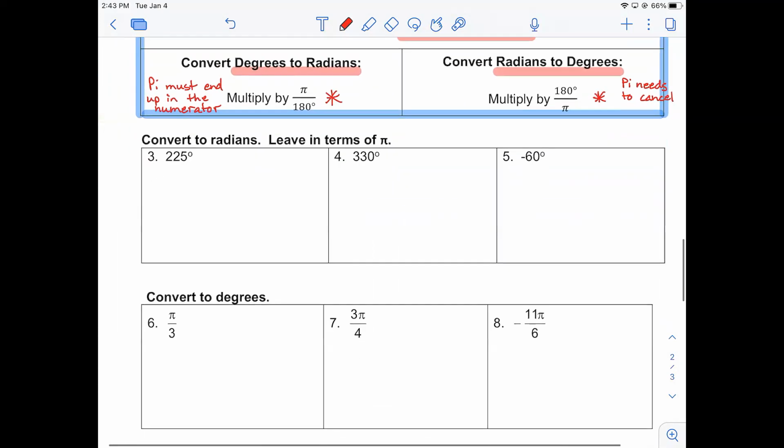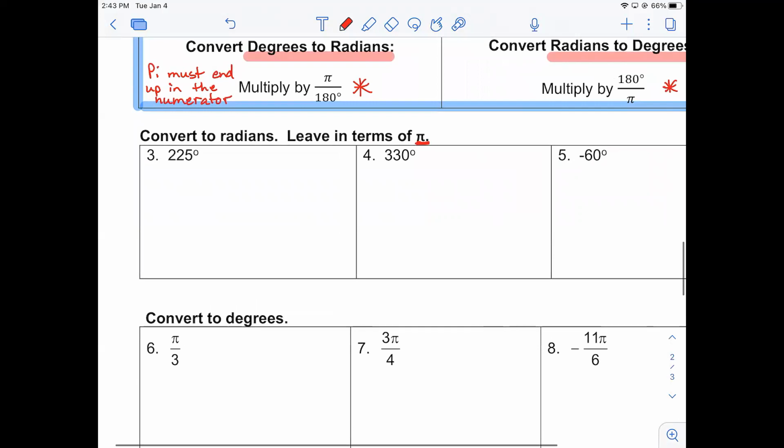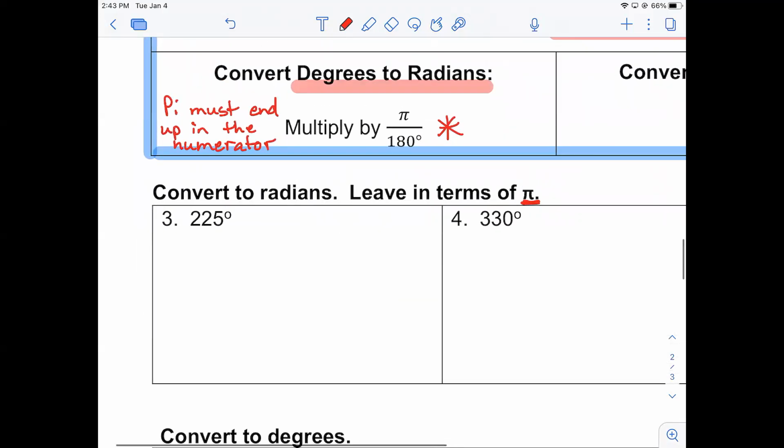Okay, so I'm converting to radians, and it wants me to leave it in terms of pi. That means I don't get to use a calculator, I just want to plug this straight in and leave it in terms of pi. So from degrees to radians, we're going to multiply by pi over 180. We take this 225, put it over 1, and multiply that whole thing by pi over 180. When I multiply straight across, this becomes 225 pi divided by 180.